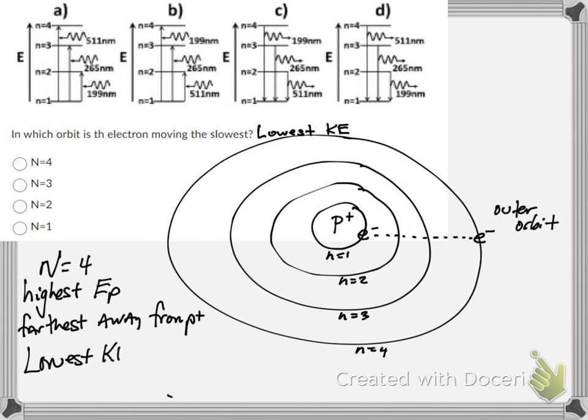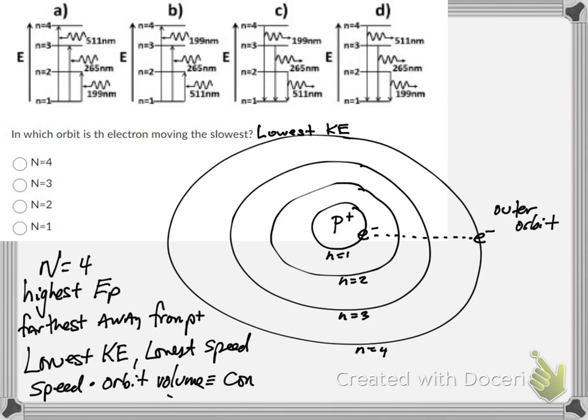Kinetic energy is a different story. The lowest kinetic energy, the lowest speed, comes from the maximum orbit. So this is a property of waves in the electron. The greater the volume the electron wave is in, the lower the kinetic energy. So in this case, speed or kinetic energy times orbital volume is a constant. That means that the bigger the volume, the slower the speed. And that's what we've been asked to find.